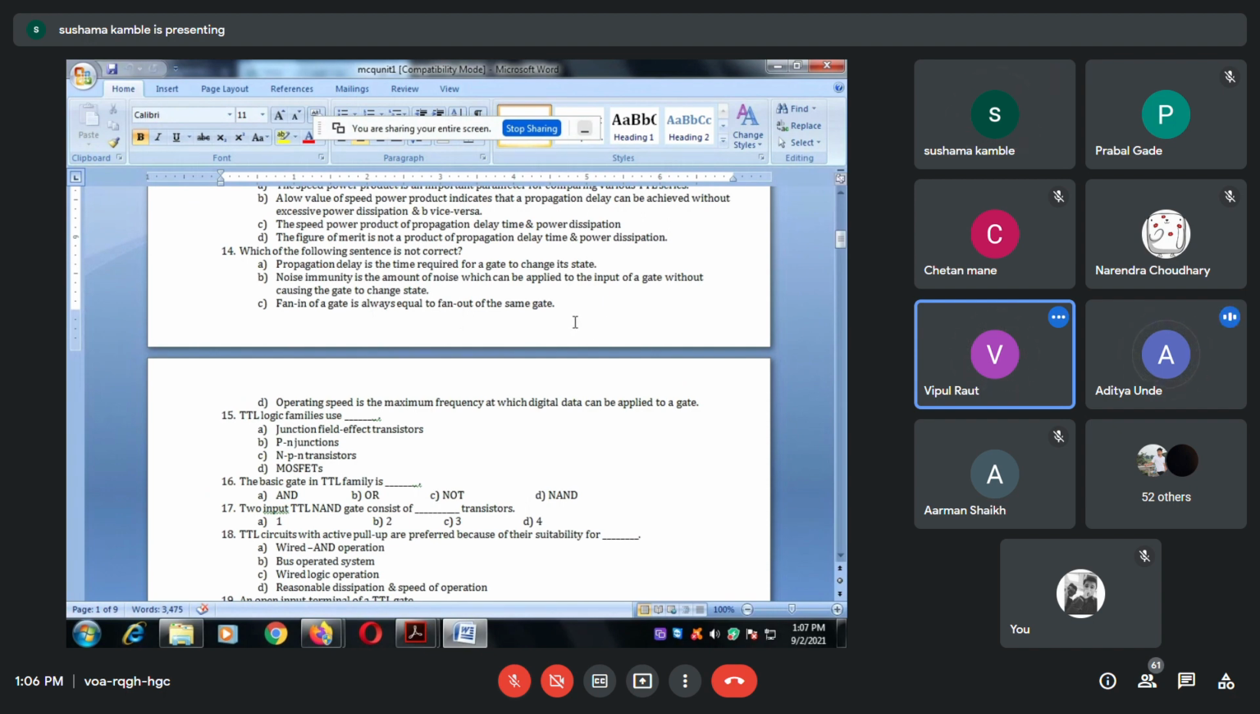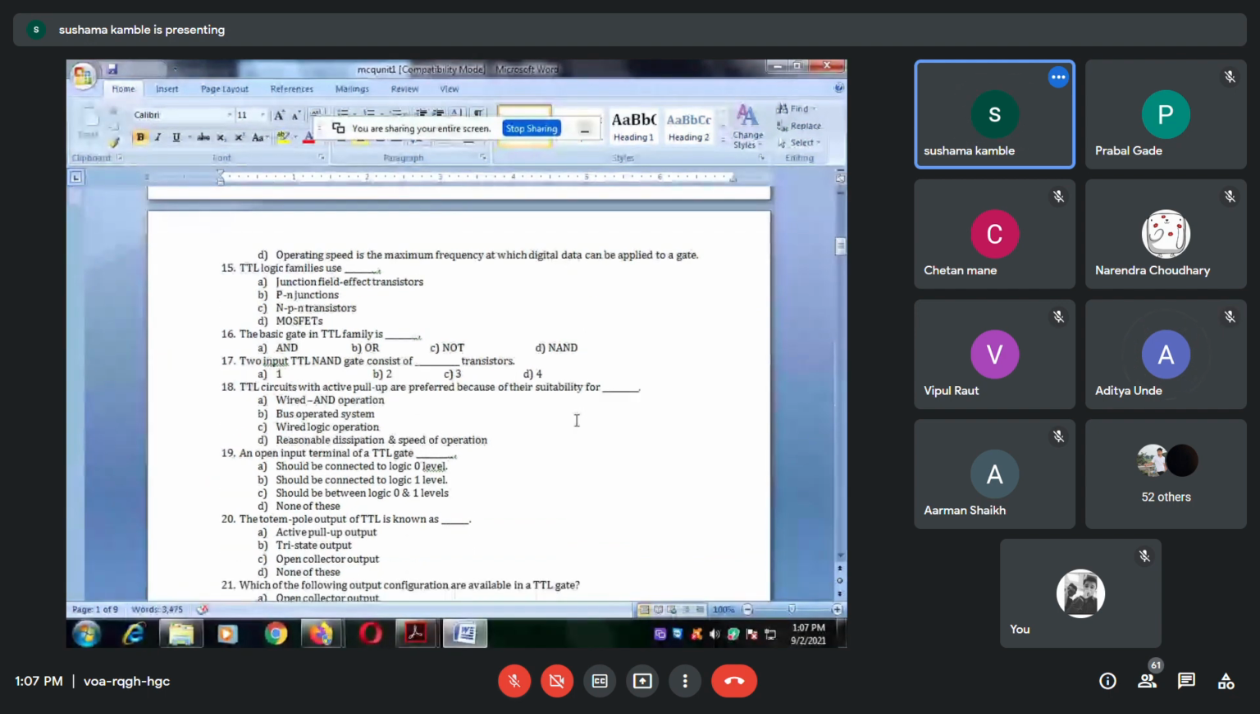Option C, ma'am. Yes, correct. Because it is not required. Fanning of a gate is always equal to the fan out of the same gate. Operating speed is the maximum frequency at which digital data can be applied to a gate. Yes, this is also right.